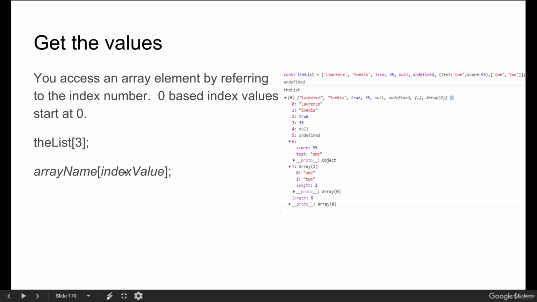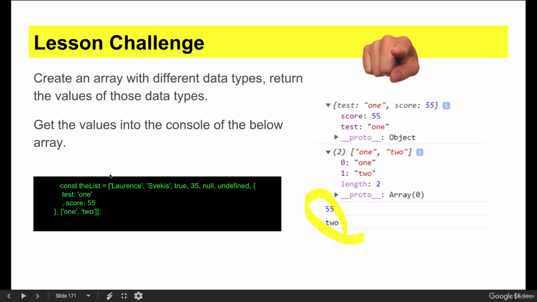We've got an example here where we're using the list. We're trying to pull back item number 3 in the list. Remember, it's starting at 0, so number 3 would be 35, and you can see that 0 is Lawrence, 1 is Spekus, 2 is true, 3 is 35. So using the array name and the index value, that's how we can retrieve values that are contained within the array. The challenge for this lesson is to create an array with different types of data and then return the values of those different data types.